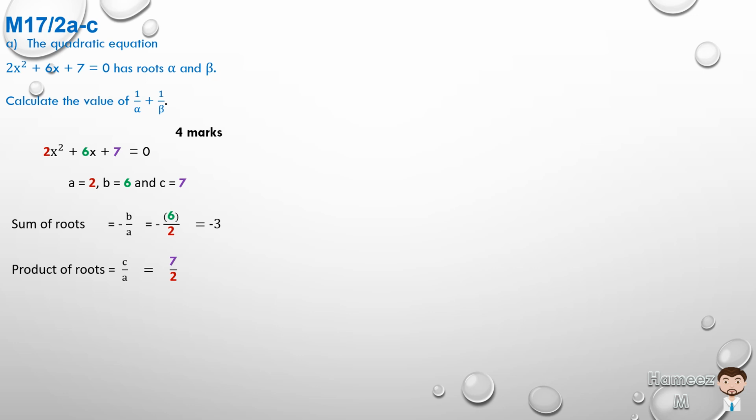We can now use these two pieces of information to solve for 1 on alpha plus 1 on beta, which is equal to, we can rearrange it, because if we're adding two fractions, that's going to give us beta plus alpha all over alpha beta. And beta plus alpha is the sum of the roots, which is minus 3, divided by alpha beta, which is the product of the roots, which is 7 over 2. And if we're dividing fractions, we can rewrite it as minus 3 over 1 times 2 over 7, which works out to be minus 6 over 7. And it's more accurate to write this as a fraction rather than a decimal.